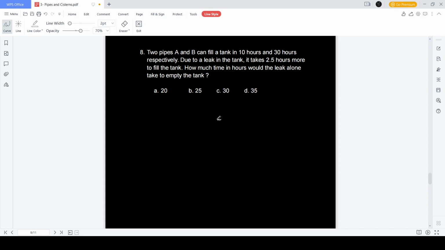How much time in hours would the leak alone empty the tank? It takes 2.5 hours more to fill the tank. What does that mean? We know that the rate of A is 1 by 10, and the rate of B is 1 by 30. Due to a leak in the tank, it takes 2.5 hours more to fill the tank.